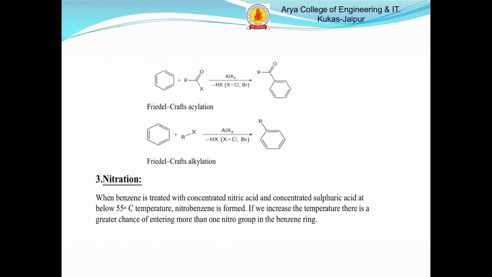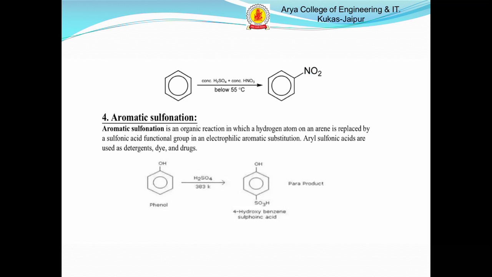Third is nitration. Benzene is treated with concentrated nitric acid or HNO3 and concentrated H2SO4 below a temperature of 55 degrees Celsius. This is the nitration of benzene, and benzene forms nitrobenzene in the presence of HNO3 and H2SO4. Aromatic sulfonation: phenol reacts with H2SO4 and forms 4-hydroxybenzene sulfonic acid. This is the para product of phenol.